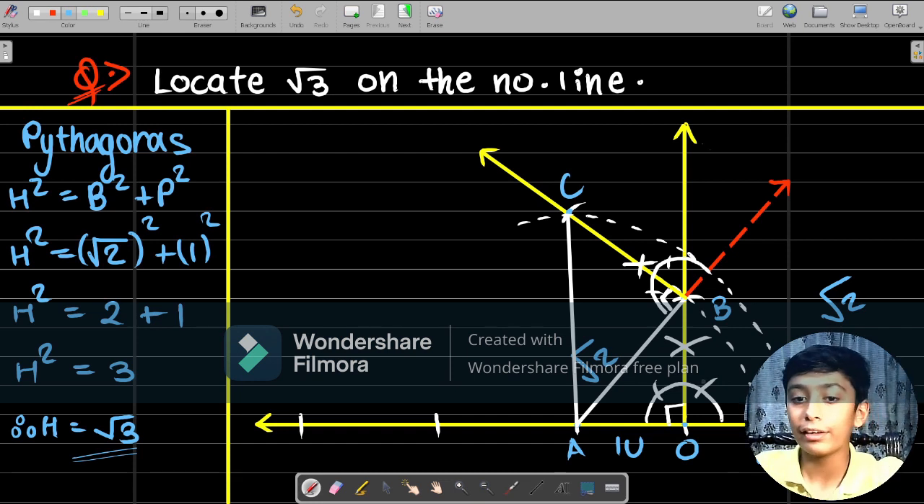Or there is one more way: you take A to P and draw a perpendicular at P. Let me just explain with the laser pointer. You draw from A to P, a perpendicular at P, then you draw it up and cut 1 unit, connect this, and then also you'll get the same answer, root 3. So this is how to locate root 3 on the number line. I'm explaining, that's why it's taking a lot of time. Otherwise you can do it in less time.